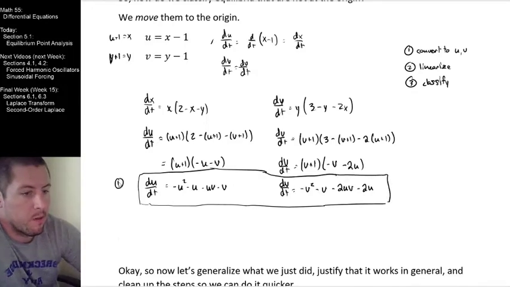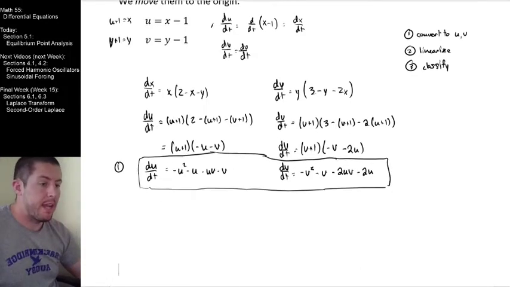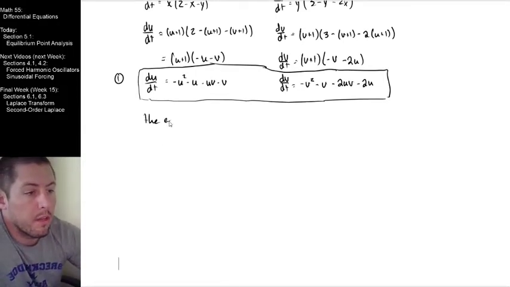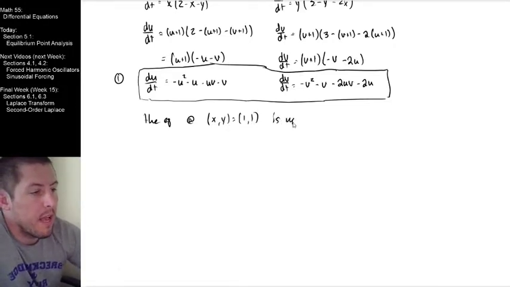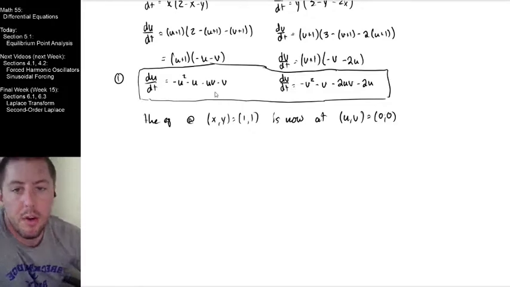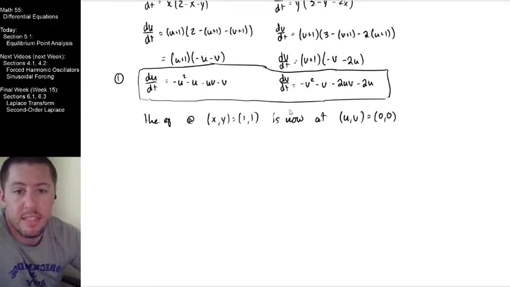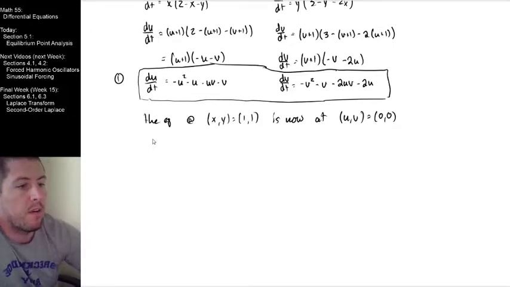So that's step one. Now I'd like to recognize that the equilibrium at x,y equals 1,1 is now at u,v equals 0,0. You should very quickly notice that if we make u and v both equal to 0, then du/dt and dv/dt are both equal to 0. So it does seem like we correctly shifted the 1,1 equilibrium to 0,0.